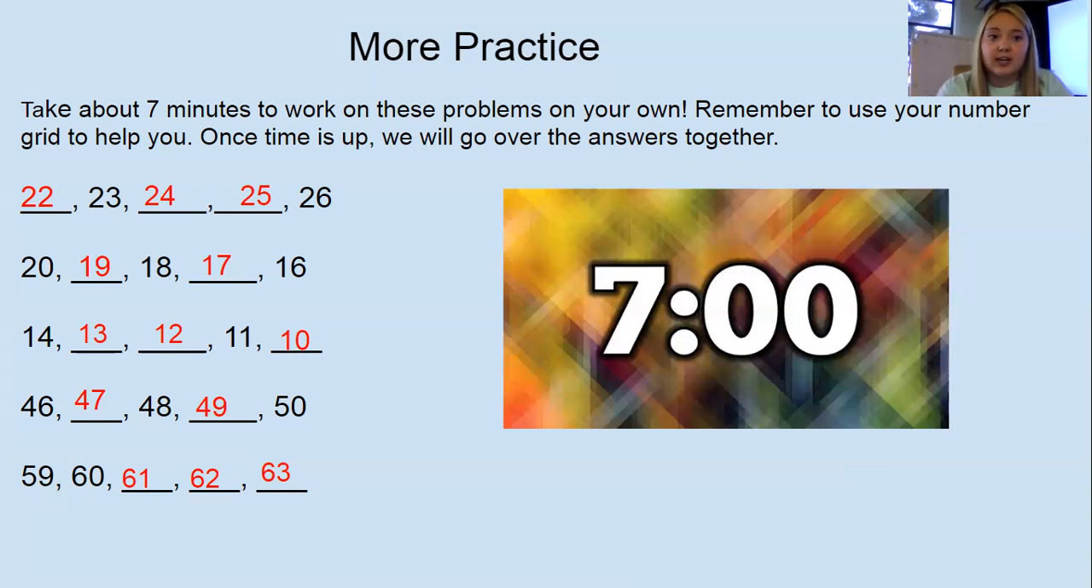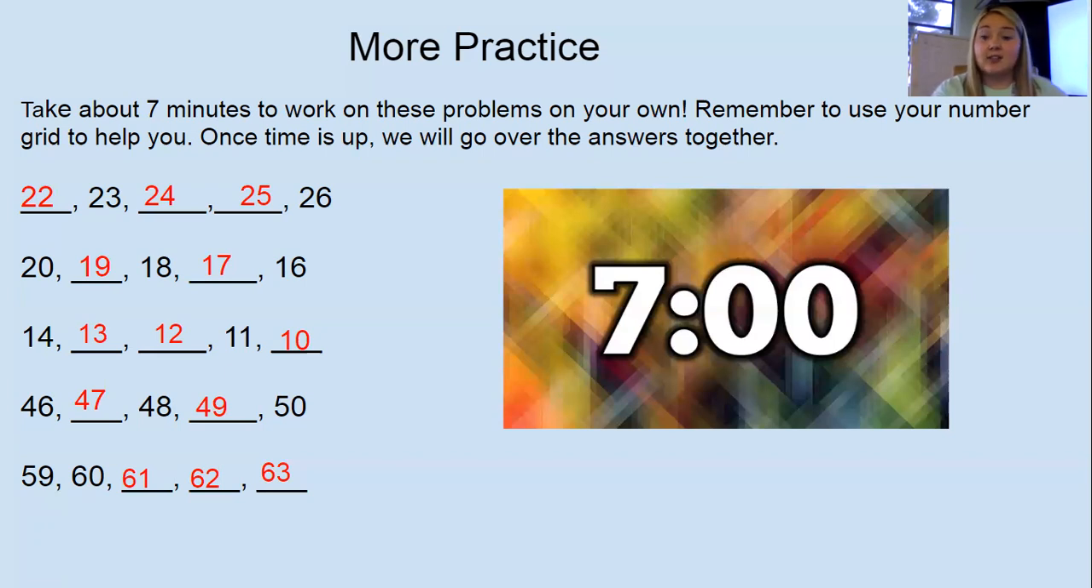22, 23, 24, 25, 26. Nice work. All right, let's say the second sequence. Let's say the answers. Okay, ready? Say them with me. 20, 19, 18, 17, 16. Fantastic work, guys. All right, and for number 3, this is another problem where we're counting backwards. The answer is 14, 13, 12, 11, 10.